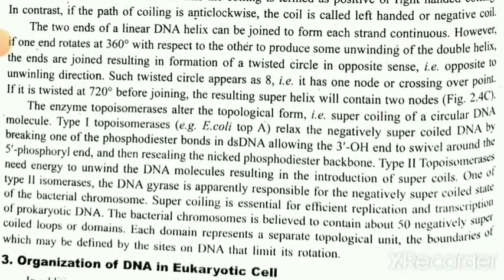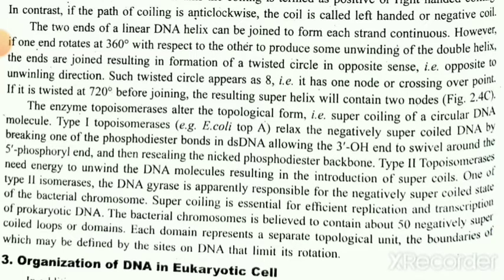The enzymes topoisomerases alter the topological form, i.e. supercoiling, of a circular DNA molecule. Type I topoisomerases, e.g. E. coli topo I, relax the negatively supercoiled DNA by breaking one of the phosphodiester bonds in ds-DNA, allowing the 3' end to swivel around the 5'-phosphoryl end, and then resealing the nicked phosphodiester backbone.